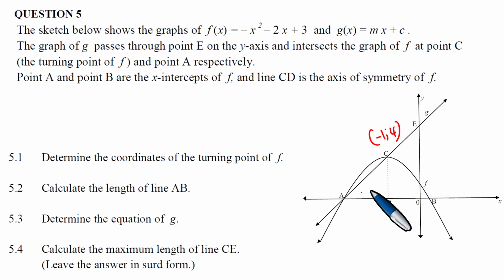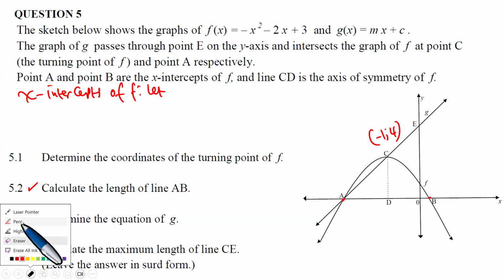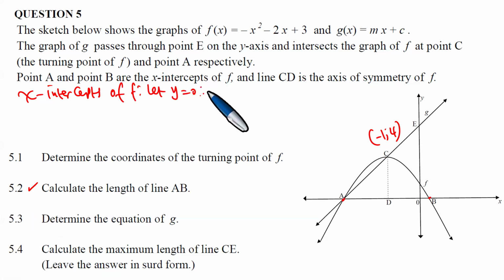We want to find the length of AB from here to there. How do you find the length of AB? To find the length of AB, we note that both A and B are the x-intercepts. So we first find the x-intercepts of the function f. How do you find the x-intercept? You let y be 0. If y is equal to 0, you have minus x squared minus 2x plus 3 equals 0.